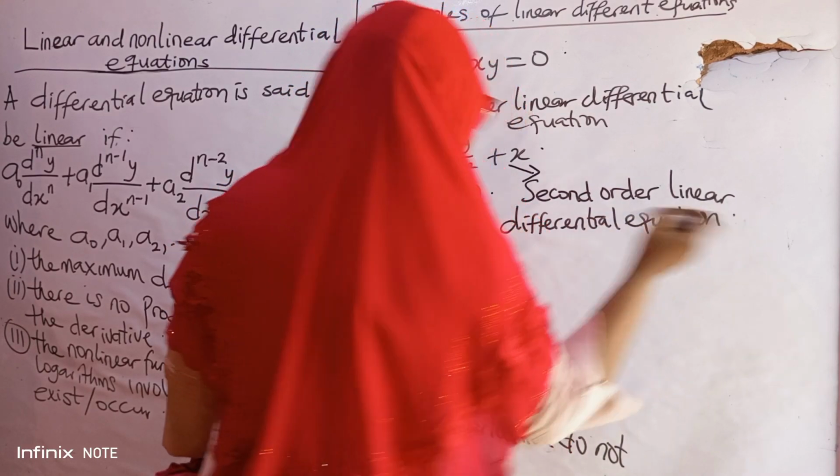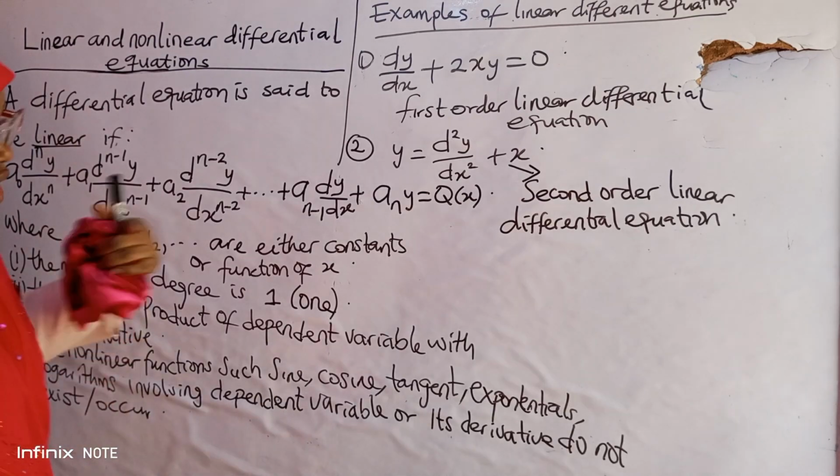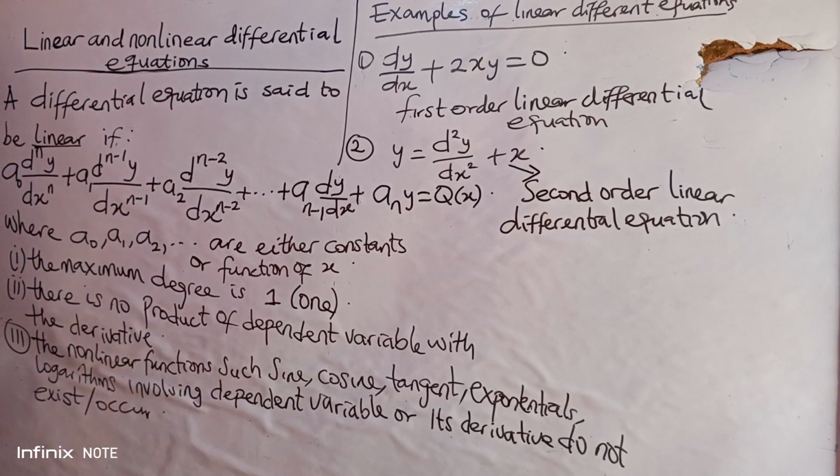So you need to understand all this. You have to follow the rules. The maximum degree must be 1. There must be no products of the dependent variable with the derivative. Then nonlinear functions such as sine, cosine, tangent, exponential, logarithm involving the dependent variable or its derivative must not occur.